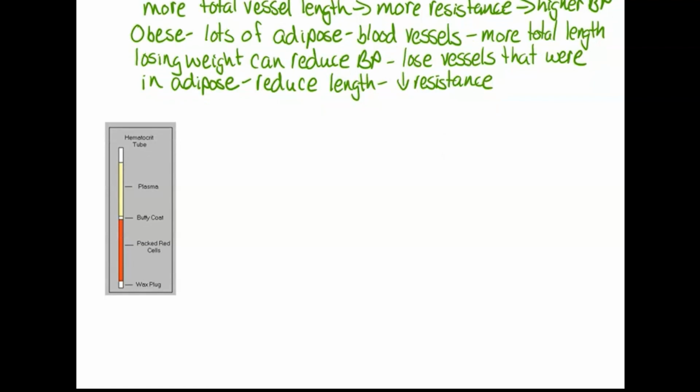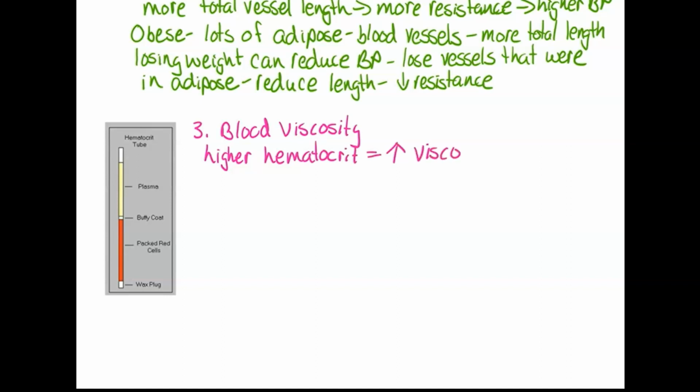Our third factor is your blood viscosity. Okay, remember from chapter 18 that there's a direct relationship between viscosity and hematocrit. Remember in lab when you made the 40% and 60% hematocrit and raced them down the paper? So the higher your hematocrit means you have a higher viscosity.